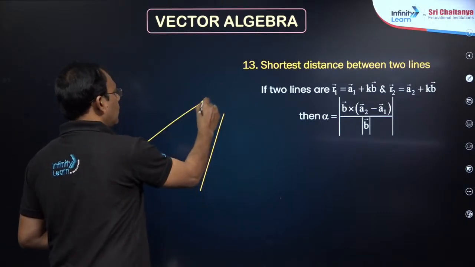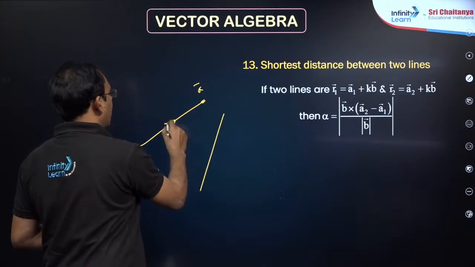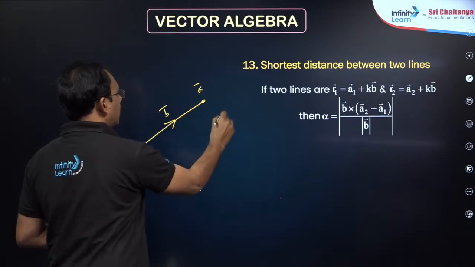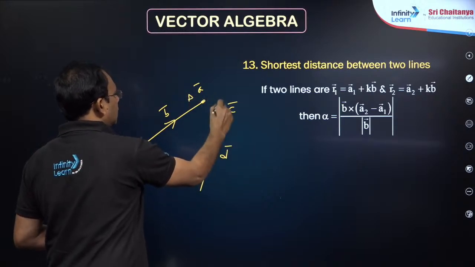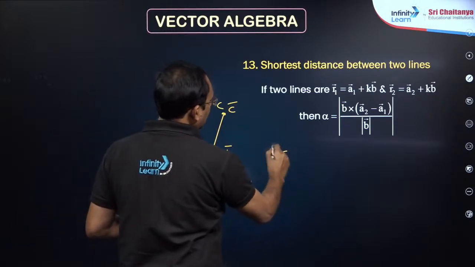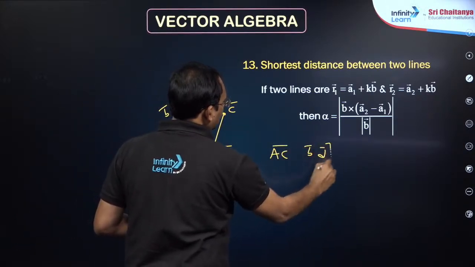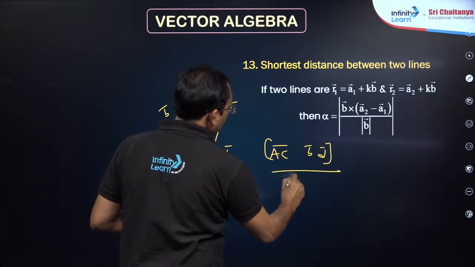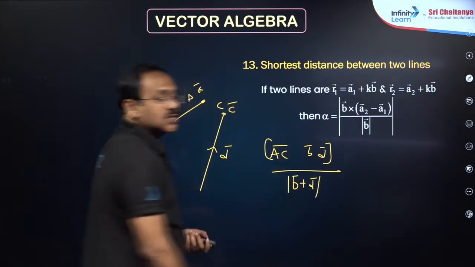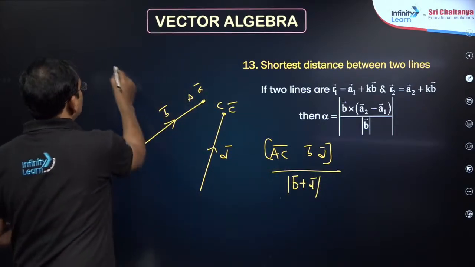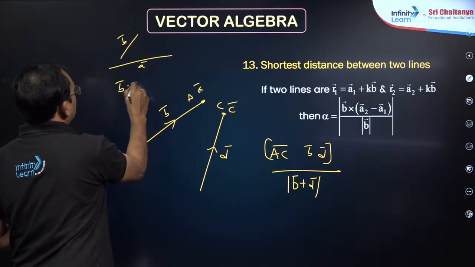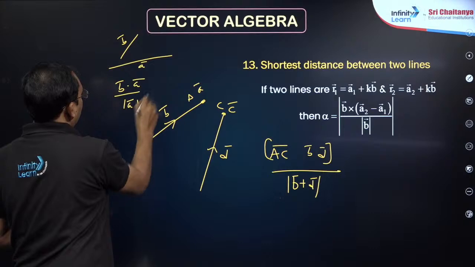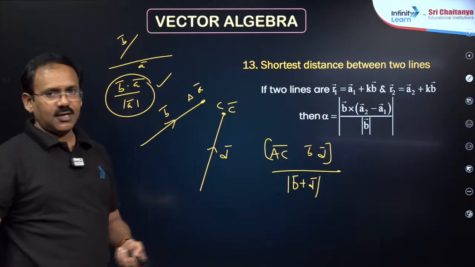If you are given two lines, a point is A bar, with parallel vector B bar, and another point is C bar, with parallel vector D bar, then the shortest distance is box (C bar minus A bar), B bar, D bar, divided by the magnitude of B cross D. This is very very important, and projection of B bar on A bar is also important. So B bar dot A bar by magnitude of A bar. In dot product this is important, dear students.